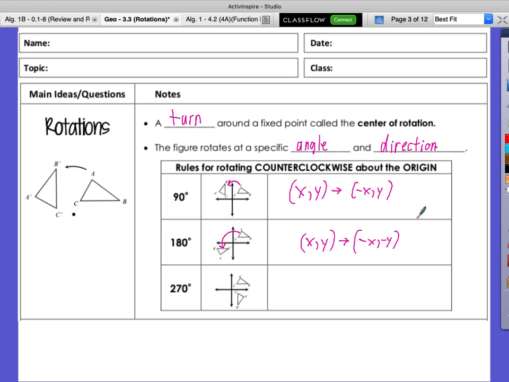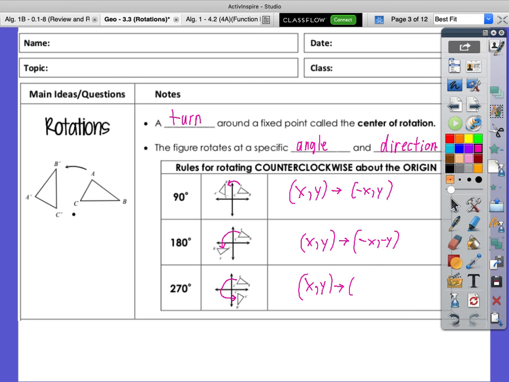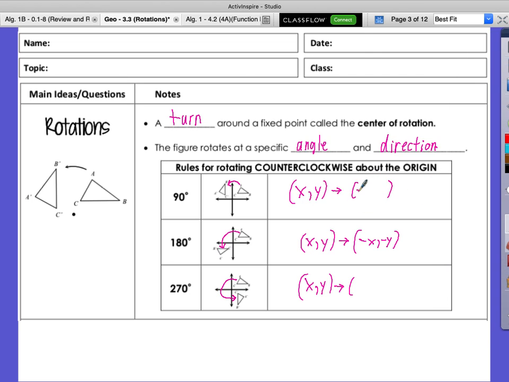And then the last one, not least, a 270 degree rotation. That's almost 360. It's three quarters of the way there. Excuse me, I said negative x comma y. I misspoke earlier on this one, guys. I looked up and I saw that wasn't right. I'm sorry, I'm going back to 90 degrees here. It should be negative y comma x. We swap those two around.